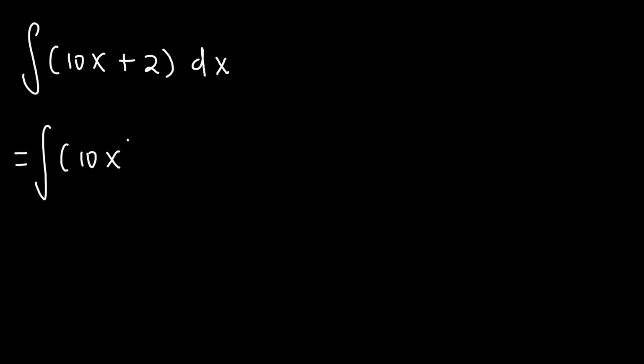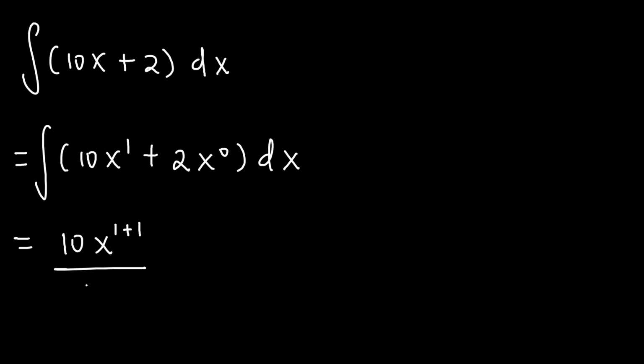Now you solve the integral of 10x plus 2 times dx. Now this can be written as the integral of 10x to the power of 1 plus 2 times x to the power of 0 dx. And at this point, we can integrate. So we shall have 10 times x to the power of 1 plus 1 divided by the new power, which is 1 plus 1, and then plus 2 times x to the power of 0 plus 1 divided by 0 plus 1, and then plus c.